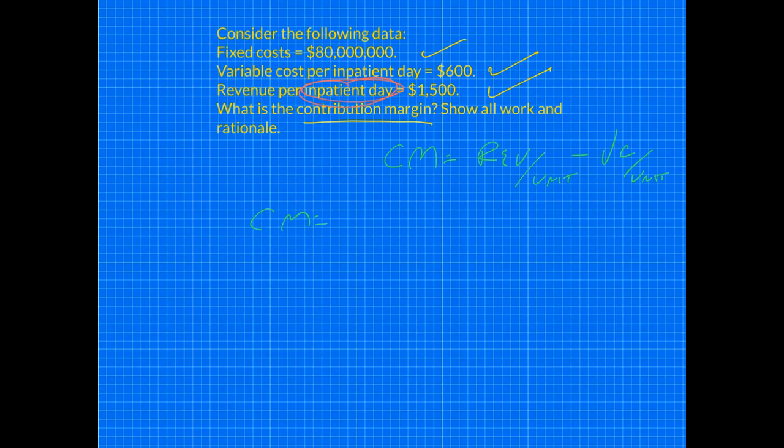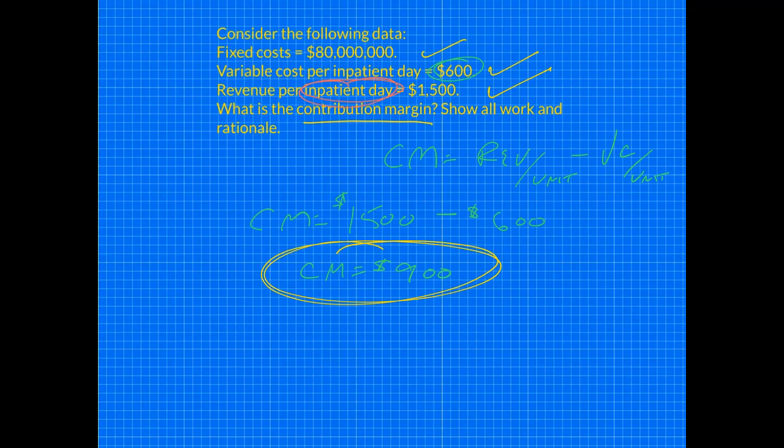And we know that is $1,500 minus, do we know the variable costs per day? Yeah, it's listed right here. It's just that simple. And that's going to be 600 in this case. So our contribution margin is going to equal 1,500 minus 600. I don't think I need a calculator for this one, but you never know with me. So $900, that's your contribution margin.